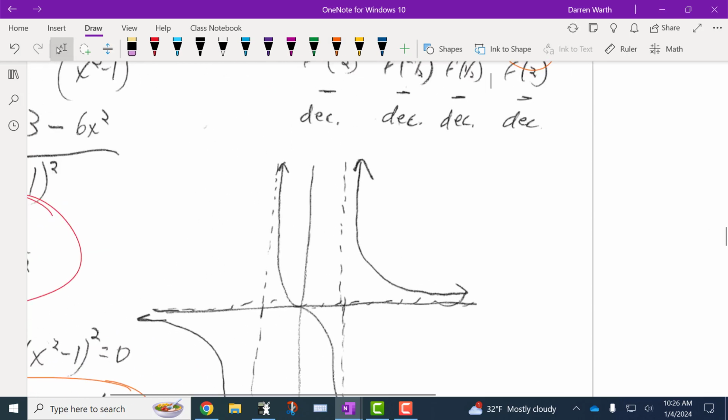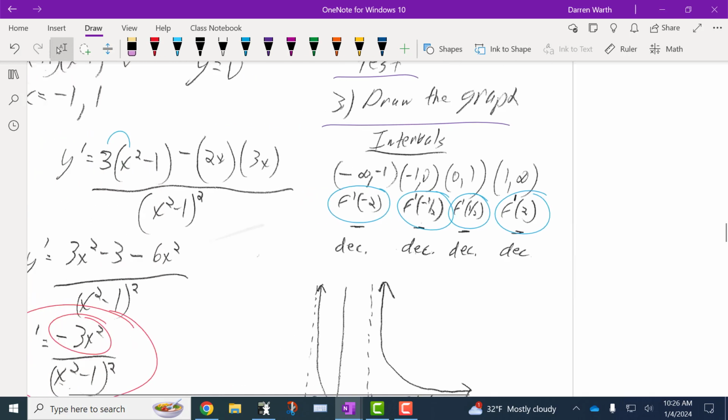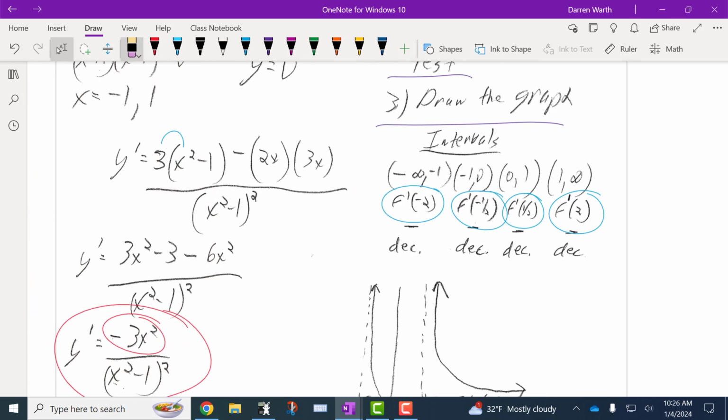I'm going to take those intervals and choose my test numbers. Negative 2 is between negative infinity and negative 1. Negative 1/2 is between negative 1 and 0. 1/2 is between 0 and 1. And 2 is between 1 and infinity. Now take these numbers and remember to substitute them into the first derivative. Here's my first derivative, and notice that no matter what, the denominator is always going to be positive. So it's basically just finding out what the numerator is going to be.